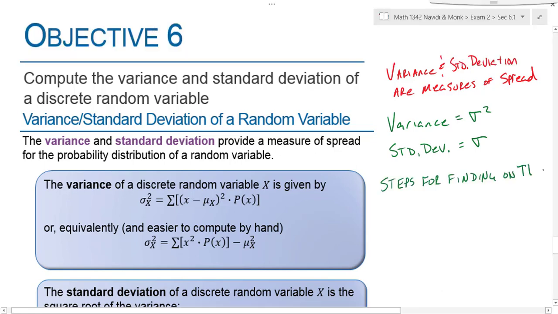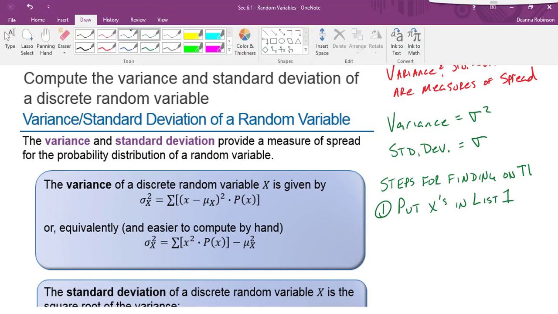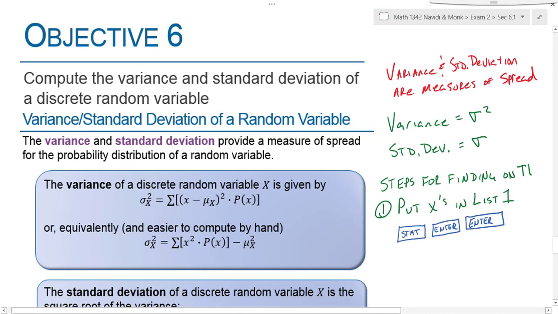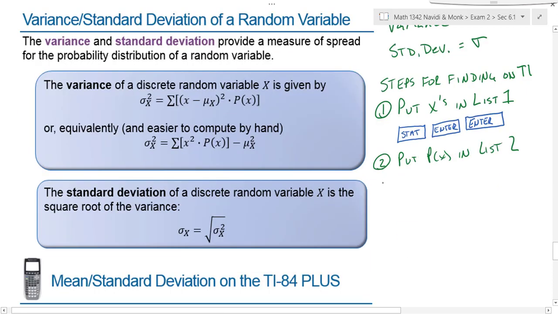These are the steps for finding the mean and the standard deviation on the TI calculator. We have to do a little more work to get the variance, but our calculator will give us the mean and the standard deviation. Your first step will be to put your x's in list 1. Do y'all remember how to put data into a list in your calculator? We hit stat, enter, enter. Your next step will be to put your p of x's in list 2. After you do that, you want to go to the home screen. How do we go to the home screen? Second mode. Hopefully you're starting to memorize some of these now.